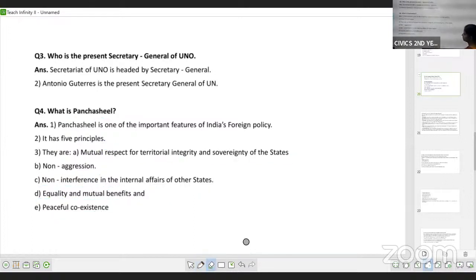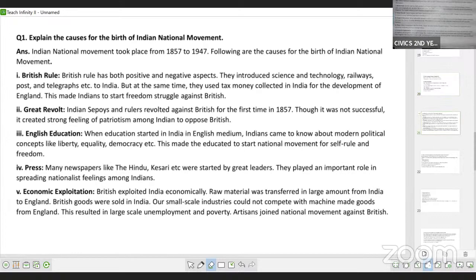5 principles. Okay, with this we have completed your BSQs of all the chapters, all the important questions. I have covered it here. Now we will start with your short answers. From short answers, again chapter wise, your first chapter has got 3 questions.